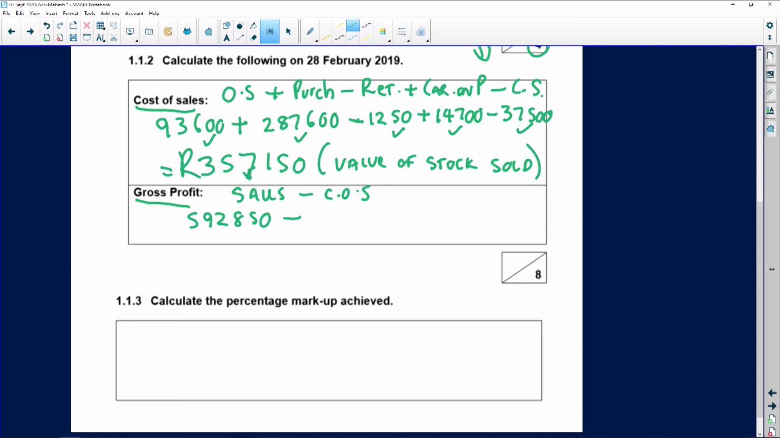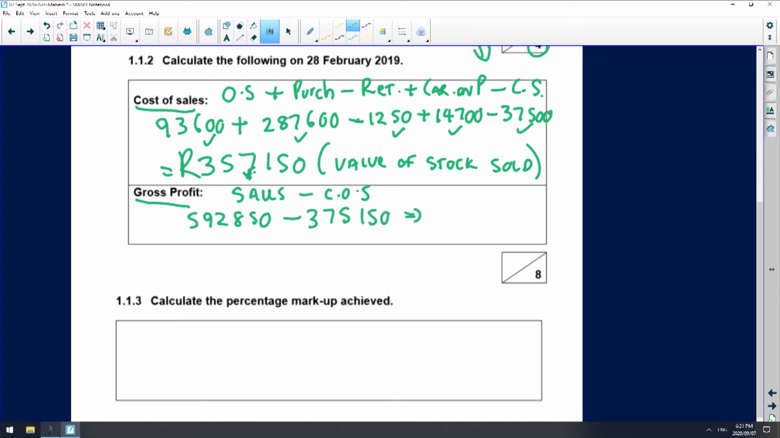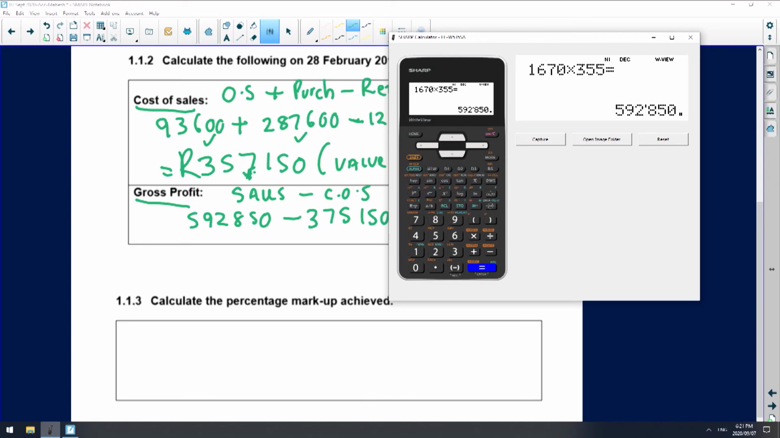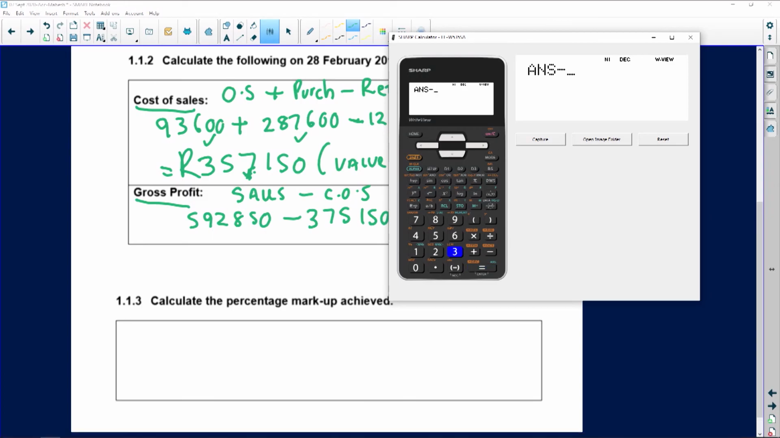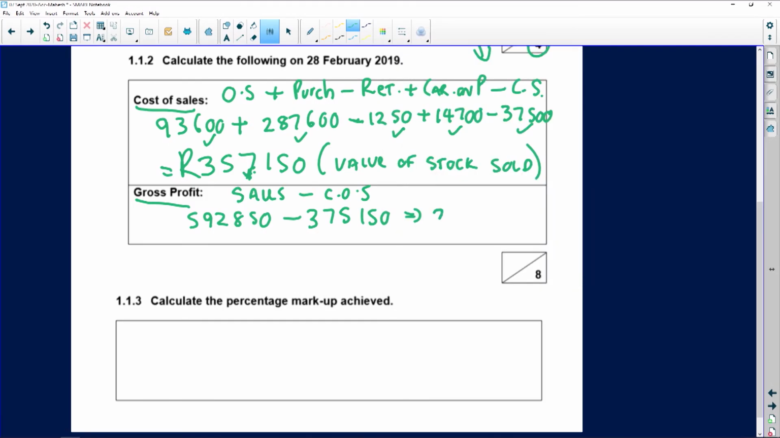Right, sales minus cost of sales. Remember, here's my cost of sales figure. So minus 357,150, and I can now work out my gross profit. So let's do that. Sales less cost of sales, and my gross profit for the year, 235,700. Okay, right. So guys, definitely not difficult. As you can see, very doable.